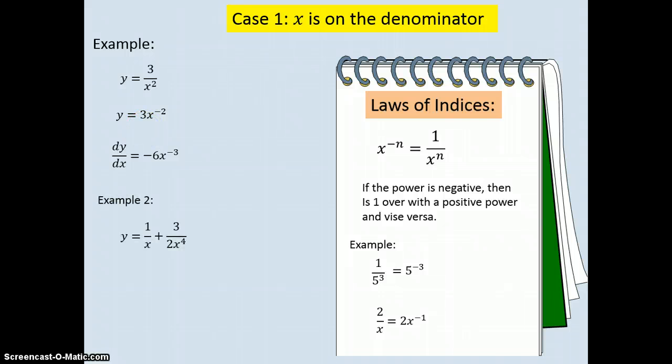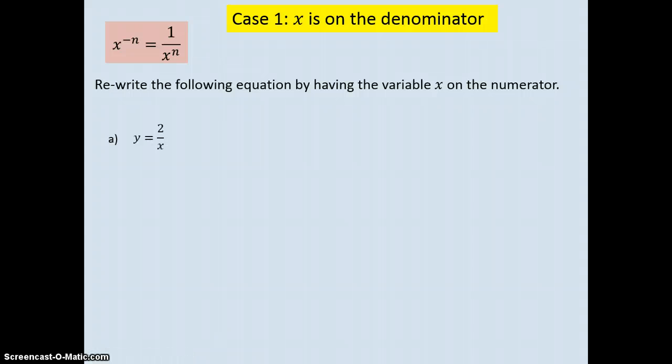In example 2, before we differentiate, we need to rewrite the equation. So bring x and x to the power of 4 to the numerator, changing the sign of the power. Here the power is 1, so it gets x to the power of minus 1, and here the power is 4, so it gets x to the power of minus 4. Do not worry about the number 2 because this is just a number. We just need to bring x to the numerator. And now we differentiate: we bring the minus 1 to the front, we multiply and subtract 1 from the power, and minus 4 times this, you get minus 6, subtract 1 from the power, gets minus 5.